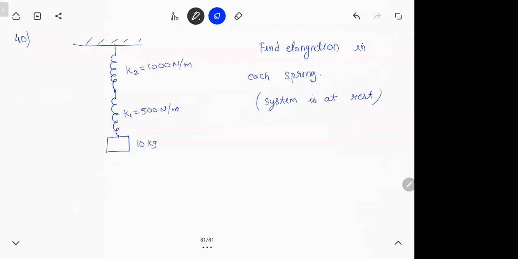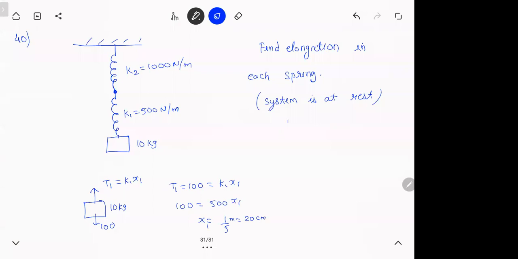Let me show you. If you talk about the K1, first draw the FBD of the 10 kg block. This is 100. This force will be T1. So what is this T1? T1 is the force due to the spring one, which is nothing but K1 X1. So we get T1 is 100, which is K1 X1. What is K1? 500. So you get 1 by 5 or 20 centimeter. So that is how much the spring K1 will stretch.